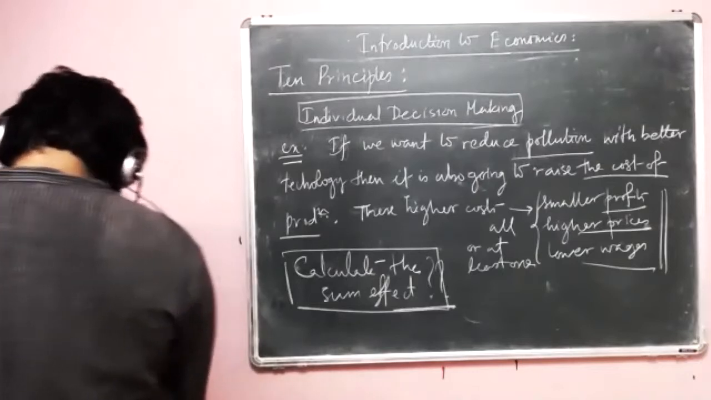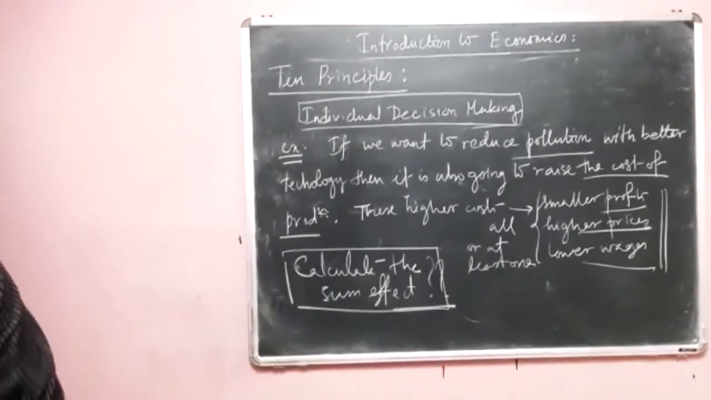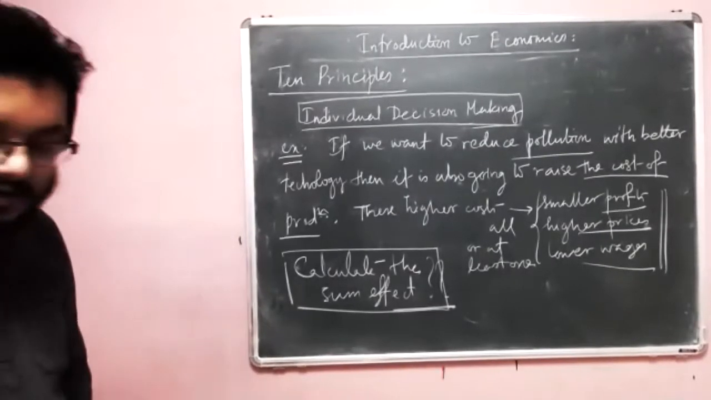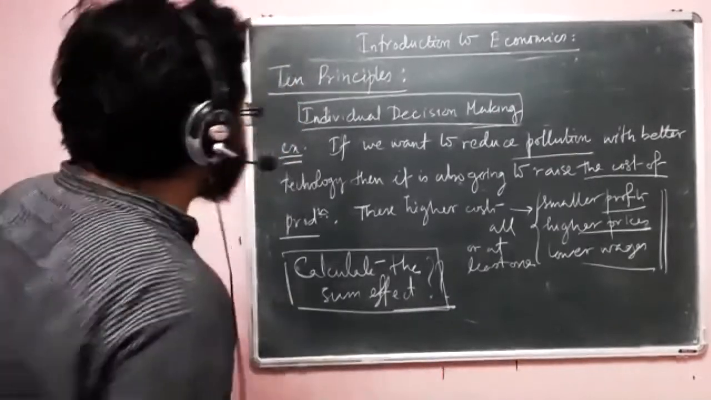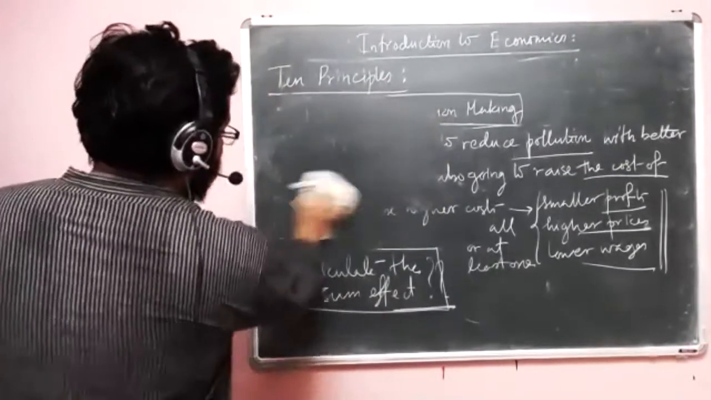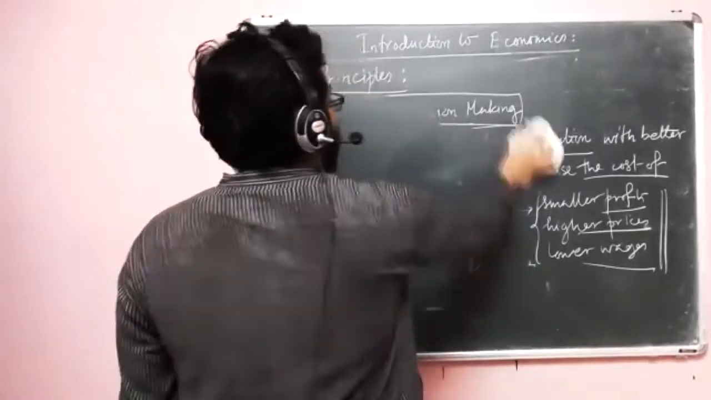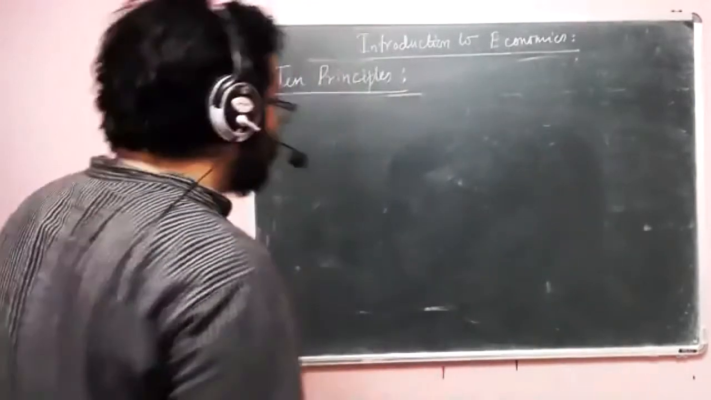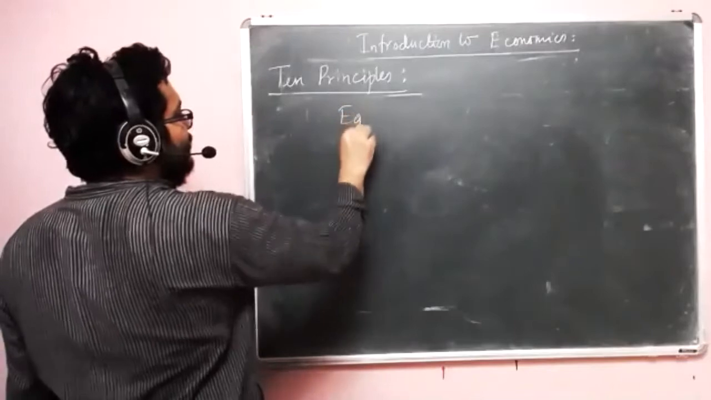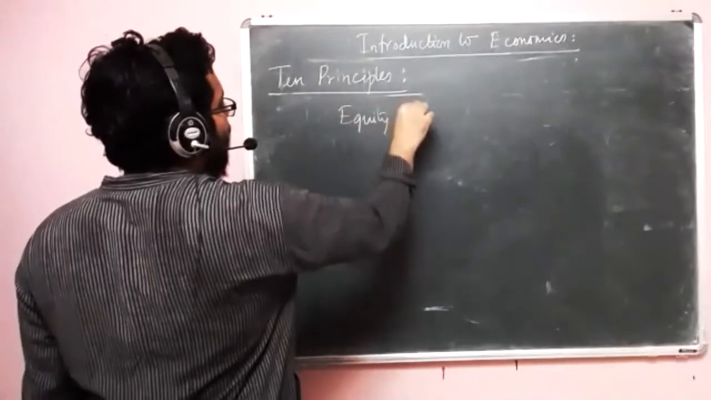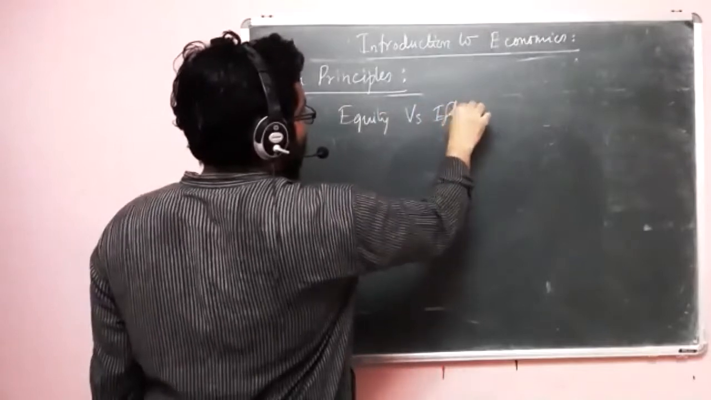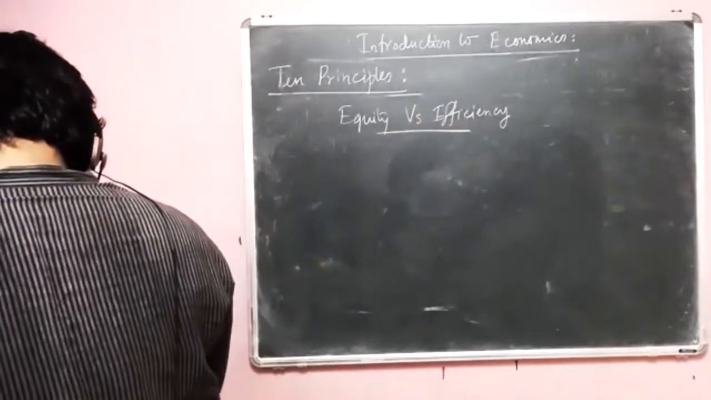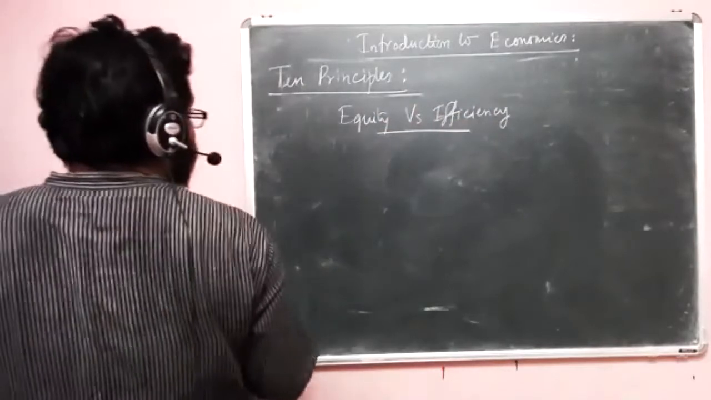So now let us move on to a bigger form of trade-off. Probably the biggest trade-off that society at large faces is between equity and efficiency. Equity and efficiency. Okay. So let us look at the definitions first. So what is efficiency?